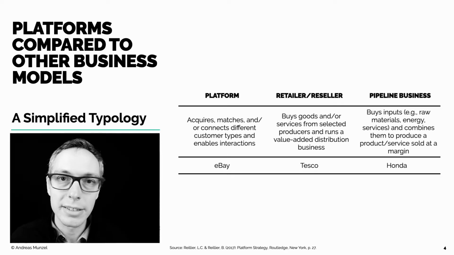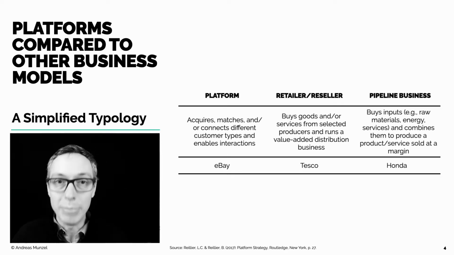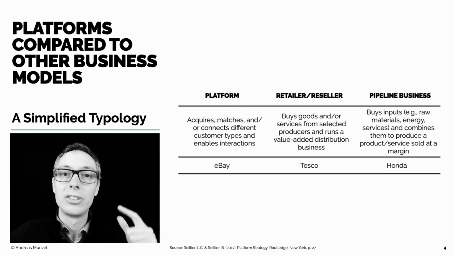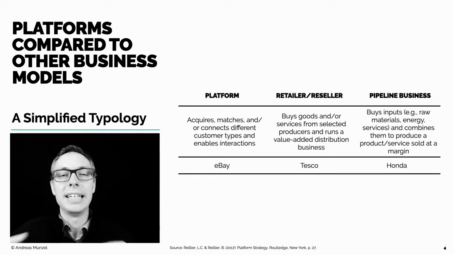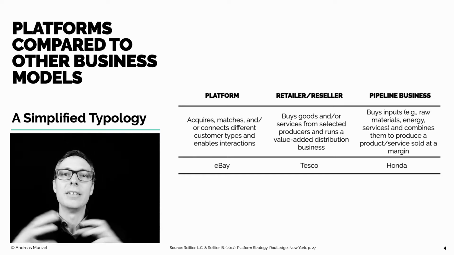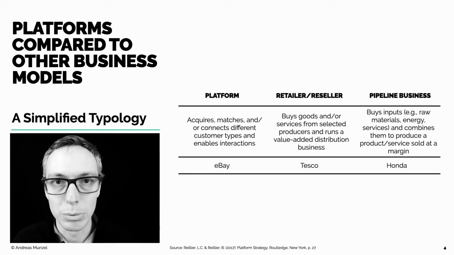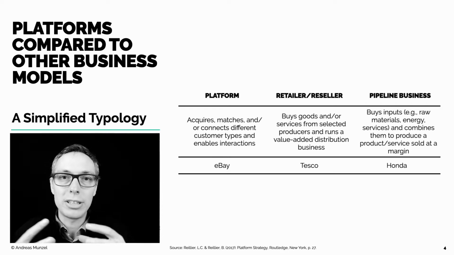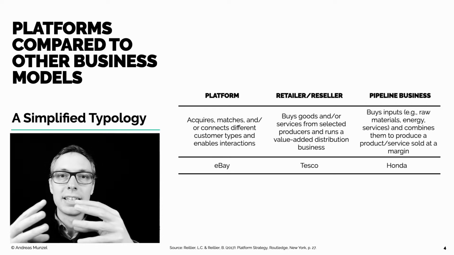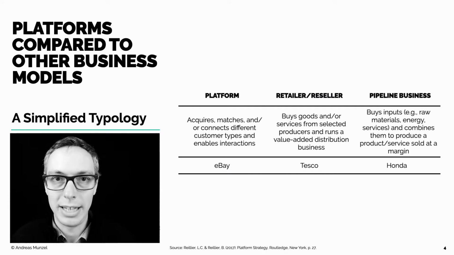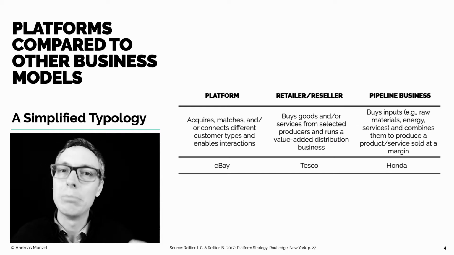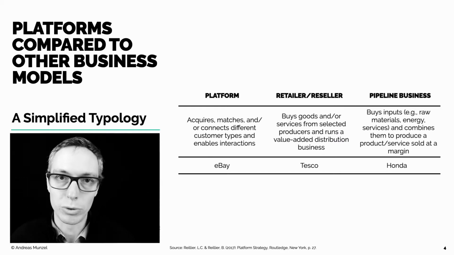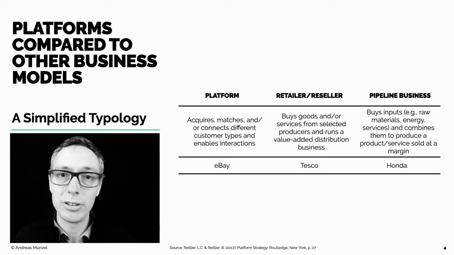So it acquires customer types, it matches customer types. Just remember what I said before on the preceding slide. It's multi-sided. There are different customer and participant groups. And what the platform actually does is combine and match them, in order to see who has what to offer, who is demanding that, and then matches those two. Imagine Uber.